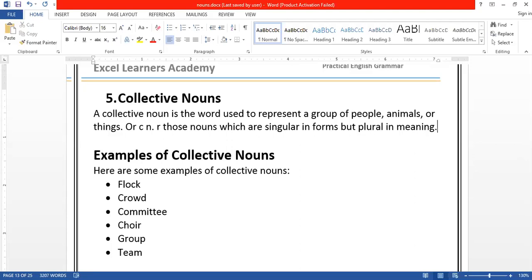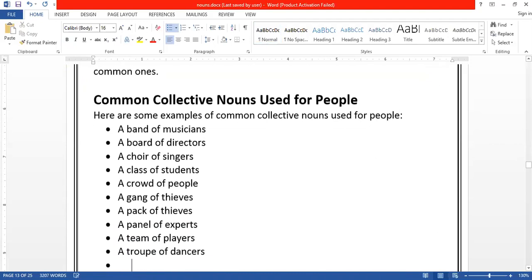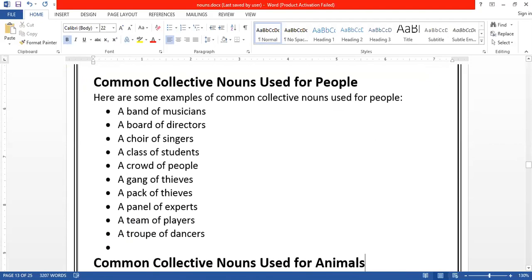For example, if we say army, in an army how many people do we have? There are a lot of people. So we call it what? Collective noun. Let's see how we can say a band of musicians. So band is a collective noun. Band of what? A band of musicians. Musicians are more, so they make one band, and a band is called what? Collective noun. A board of directors.